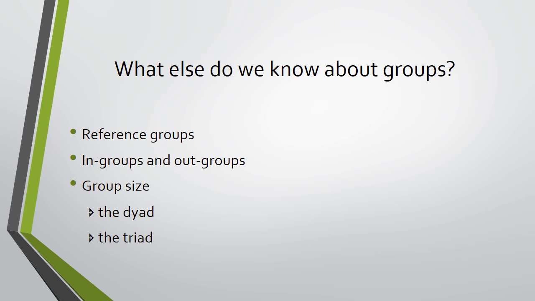What else do we know about groups? A reference group is a social group that serves as a point of reference for people making evaluations or decisions. We will make upward or downward social comparisons. We actually get a sense of well-being by looking at how we compare relative to certain reference groups. For example, if we compare ourselves to a group that's not doing very well, we will feel better about ourselves.